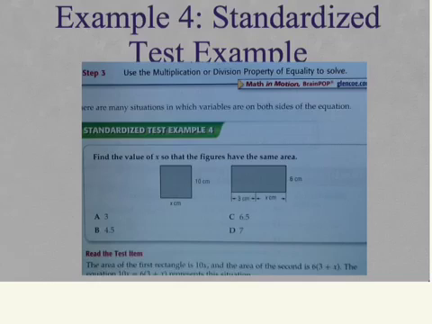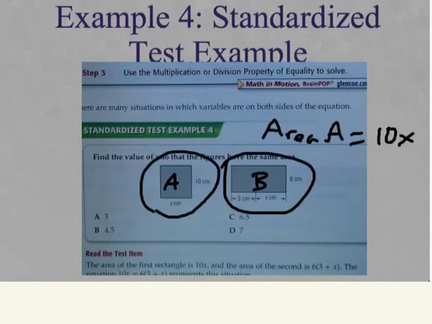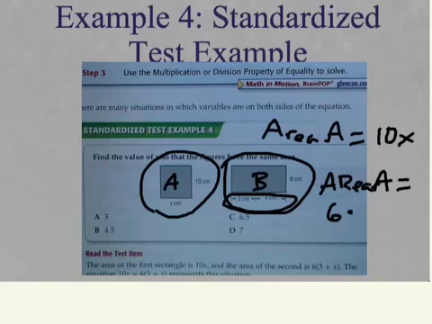So I want the area of this rectangle to equal the area of this rectangle. Let's call this rectangle A and rectangle B. So I want their areas to equal. Well, the area of rectangle A would be 10 times x, because we know that's base times height. And the area of rectangle B is not as easy to write, but we can do it nonetheless. We recognize that it's going to be 6 times the sum of these two values. So that's going to be 6 times 3 plus x.